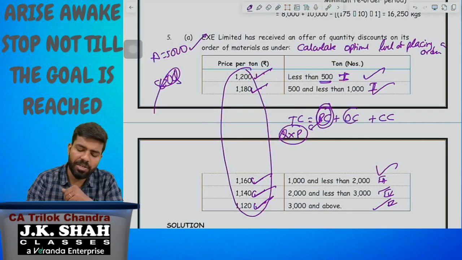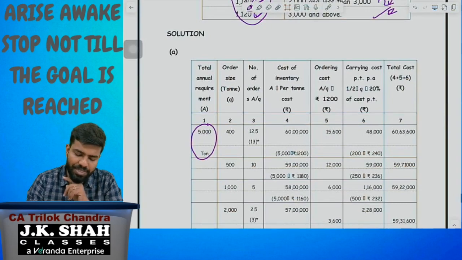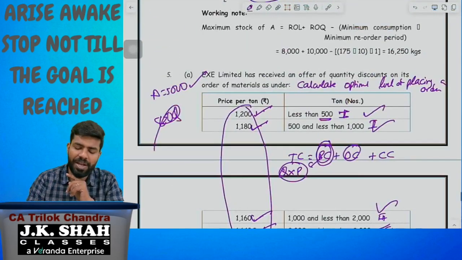Next, ordering cost. How to calculate ordering cost? Number of orders into ordering cost per order. I think some information is missing in this question. I am taking the support of the solution. You can cross check with the institute study material. So let me explain. See, I tell you one more thing.